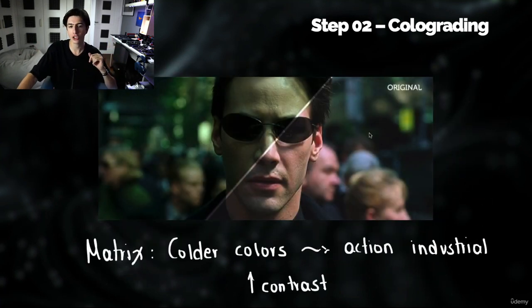You can see the original clip that was shot in The Matrix and the clip after the color corrections. You can see that in The Matrix, the filmmaker, the director, used colder colors. This is an action and an industrial vibe that he wanted to transfer to the viewers, and he did this by increasing the contrast. So you can see that the shadows are darker and the highlights are brighter. This is due to the fact that the contrast is increased, and he also used colder colors because we obviously don't want a romantic vibe. We want a more industrial and action vibe, which of course was delivered through the color correction of The Matrix.